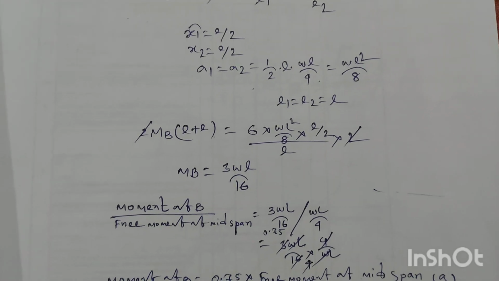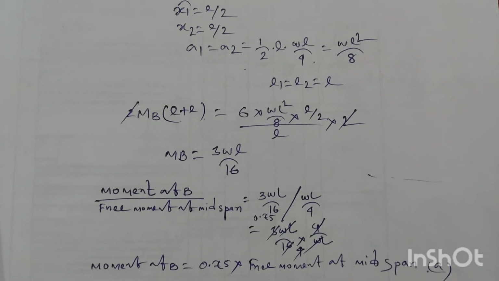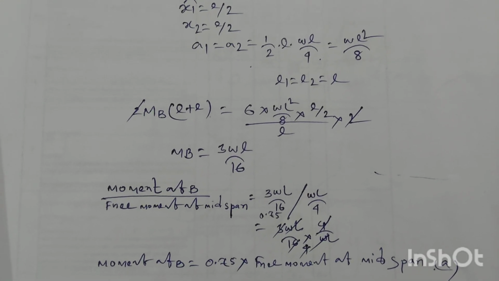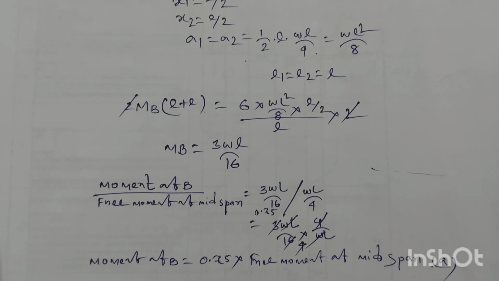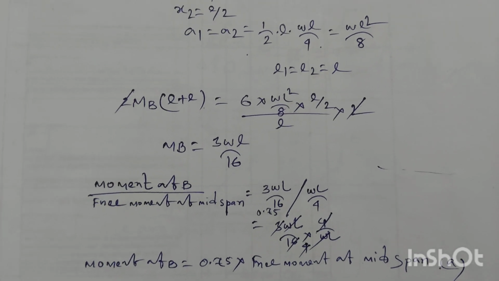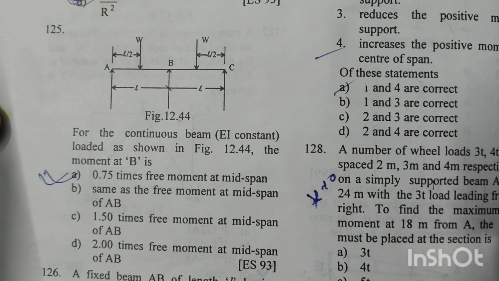Now if we take the ratio of the moment at B divided by the free moment at mid span, then the ratio will be 0.75. So the moment at B will be equal to 0.75 into the free moment at mid span, where the span is AB or BC. Option A is the right answer.